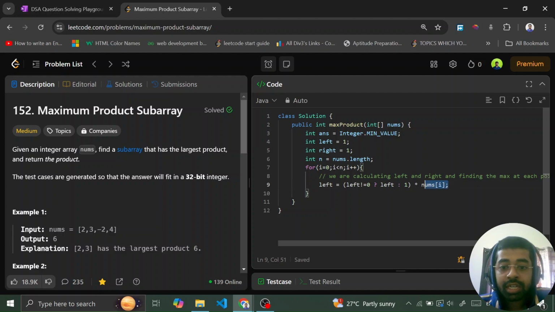I hope you are able to understand this point, this line. What it says is, if our left is not 0, then multiply the left with nums of i. But if our left is currently 0, then don't move the left forward with a 0, because it will make the other element 0 only. So give it a 1 and then multiply it with nums of i, because anything multiplied with 1 is the same nums of i only. So we are starting the subarray from that ith point now, going towards the right. That's the logic.